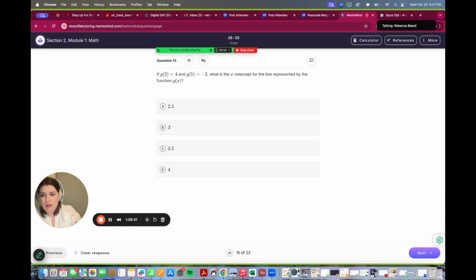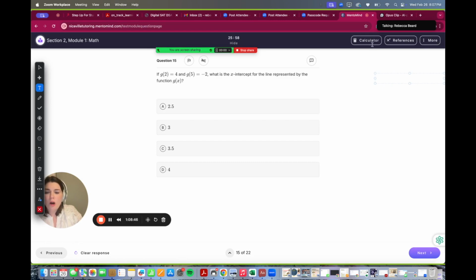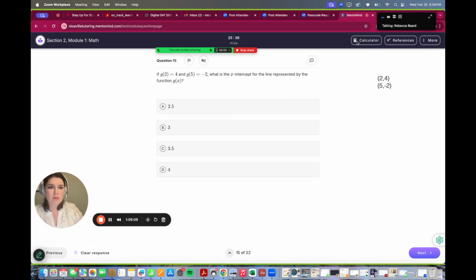Which sounds like a bunch of garbly goop, especially if you are not a fan of math. So all they're doing there, g of 2, that means where x is 2, y is going to be equal to 4. So they're giving us 2 points, which is going to be (2, 4). And then we've also got (5, -2). Those are our 2 points. Now, you can calculate by hand, but it's going to take you a hot minute. I'm going to show you how to do it on Desmos, which is more fun.